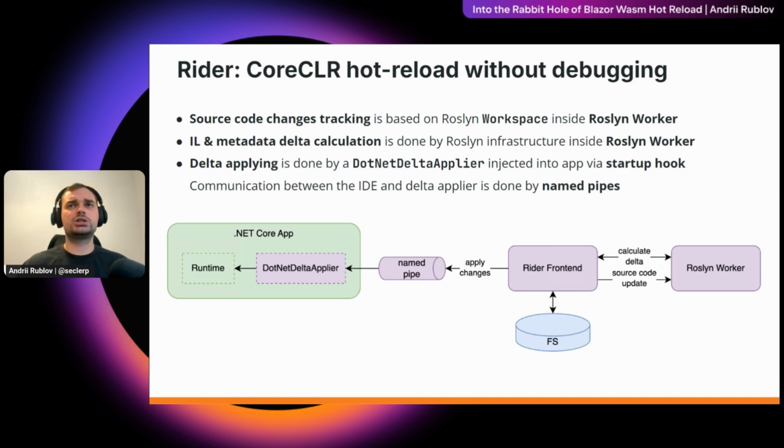Noteworthy is the way in which the required infrastructure gets into the application domain. The mechanism is called startup hooks. With this, Rider injects the .NET Delta Applier, a library that has direct access to the runtime and can apply changes coming in via the named pipe. We'll come back to this beautiful and useful mechanism for embedding into a .NET application later. On the slide, you can see a simplified diagram of how such a pipeline for delivering changes to the runtime works.